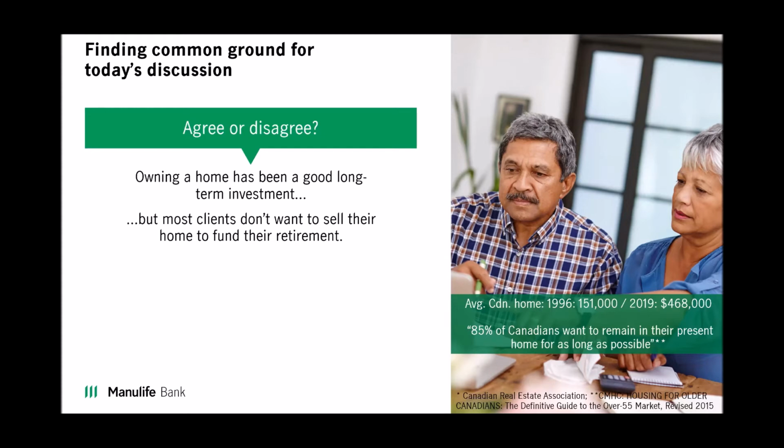from just below 151,000 in 1996 to 468,000 in 2019. As of right now, we're well above 500,000. It's absolutely crazy how much it's increased. And as financial advice providers, do we want to be the people responsible to tell our clients who don't want to move that they have to sell their home to replenish their investments? Are there alternatives that are more appealing?